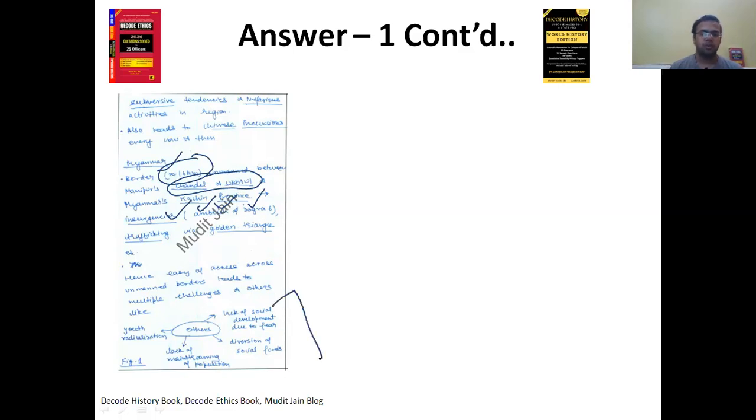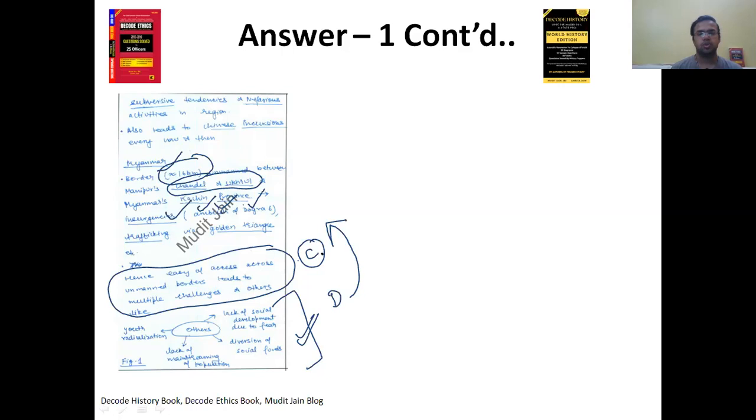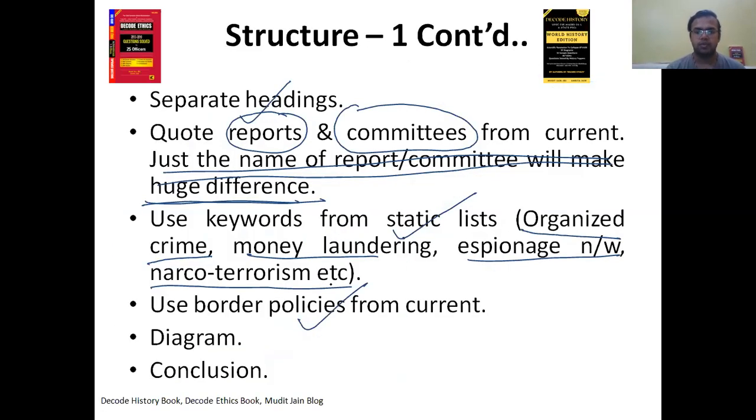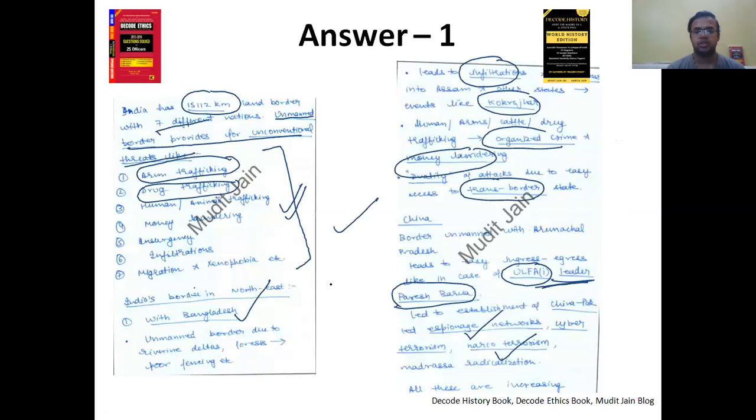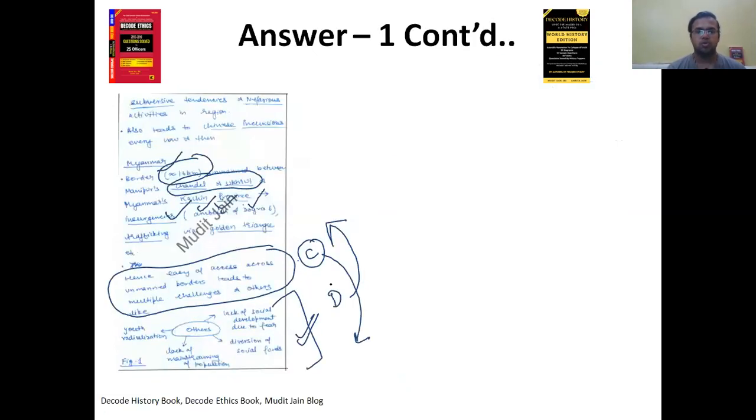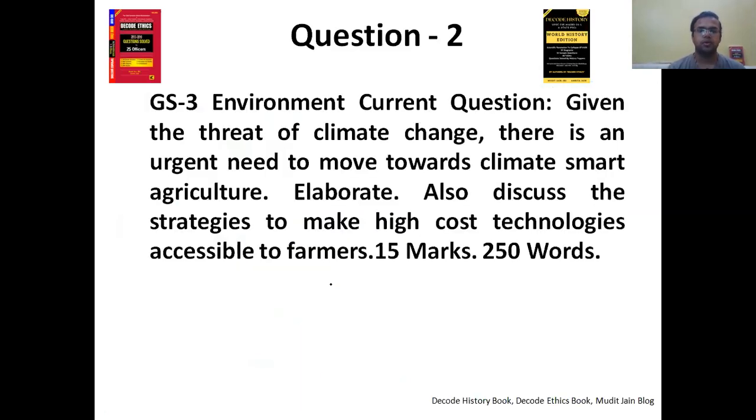I've drawn a diagram, but then I've made one mistake. I've concluded, but after conclusion, I've drawn diagram. So this should be opposite. First, there should be diagram and ensure that there is nothing after conclusion. Conclusion means conclusion. Conclusion should form the last part of your answer and not second last or third last. So this is the answer. 15 mark question. I think I've done enough to gain 7 marks in this question. You can practice your own answer and then tally with the format that I have given.